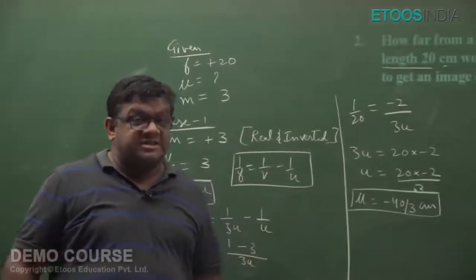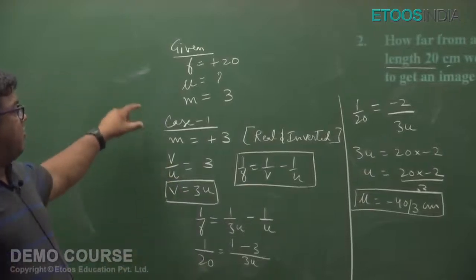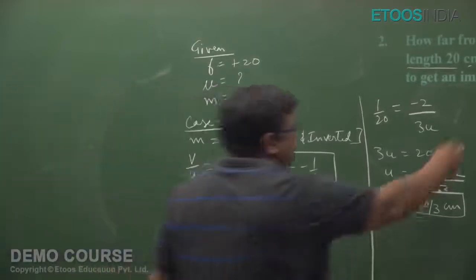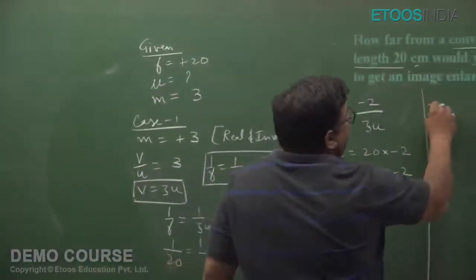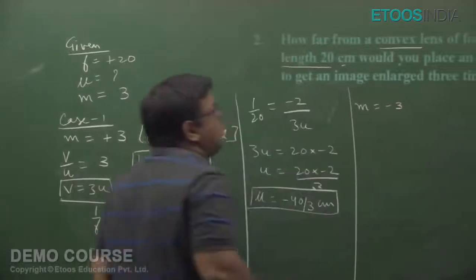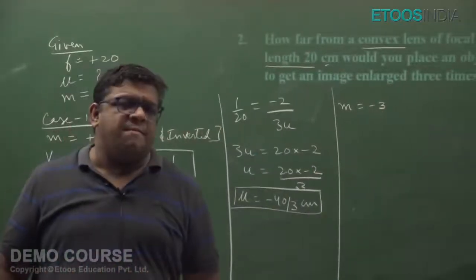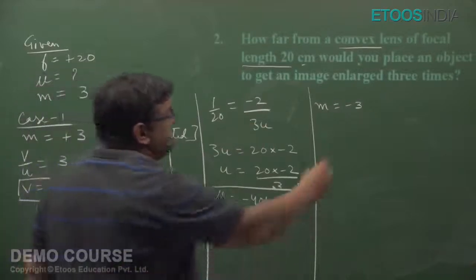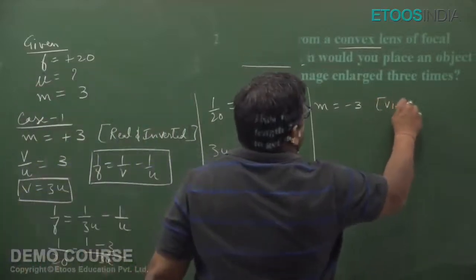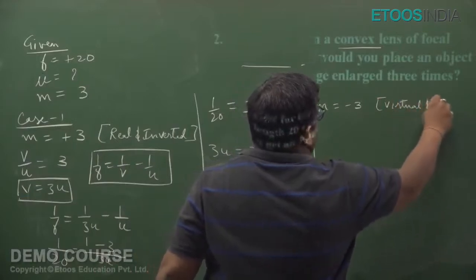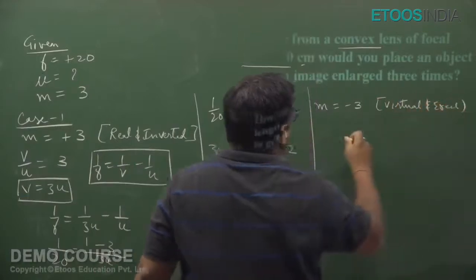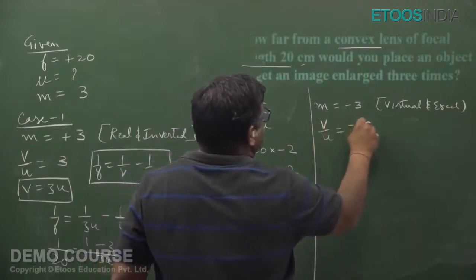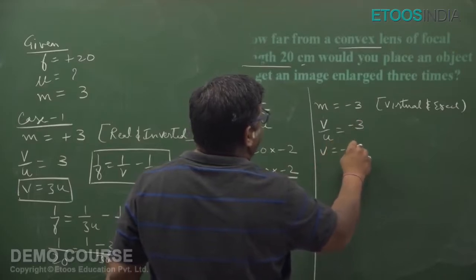Is it clear? This is when we'll have the image which is real and inverted, as it is forming behind the lens. So let's see what will happen if I take magnification is equal to minus 3. What does this mean here? Minus sign says that it is virtual and erect. So I'll put simply the formula V by U is equal to minus 3, or V is equal to minus 3U.